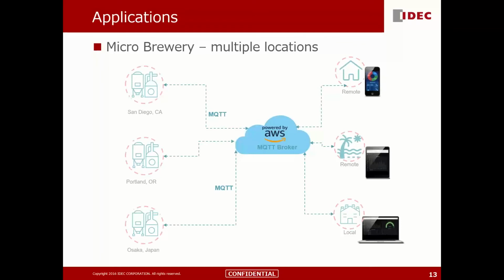Now, for multiple locations, let's say you have a brewery in San Diego, you have another brewery in Portland, you have another one in Japan, right? Because of MQTT, and now that FC6A allows you to talk to the cloud, you can put all of that information to the cloud and do the same thing. Have access to every data for every location that you deploy. So instead of a microbrewery, this could be an oil and gas application, right? It could be a system that you deploy all over the world, and you'll be able to access everything out there.